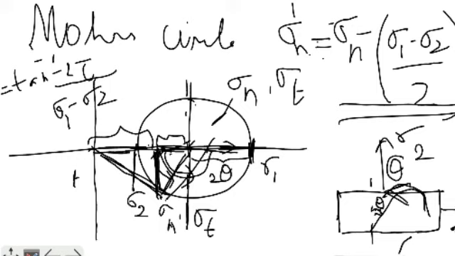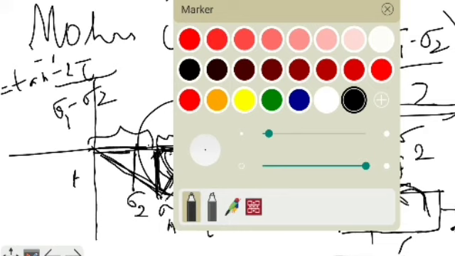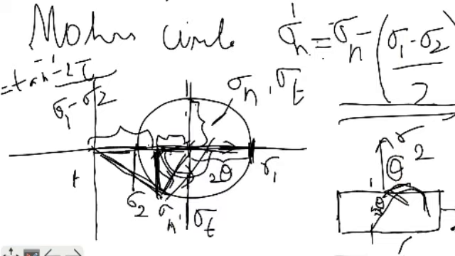And maximum stress is this one, shear stress is this one. Maximum shear, if that is the maximum shear stress, what is it equal to? Radius of the circle. That is, I will show you.